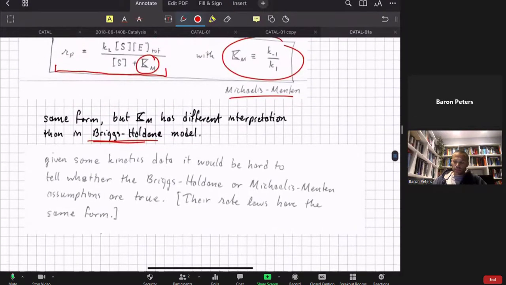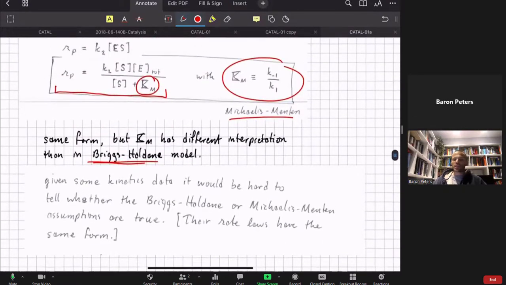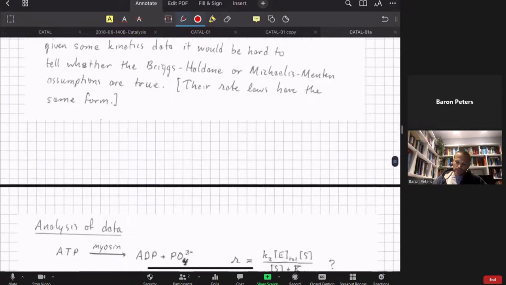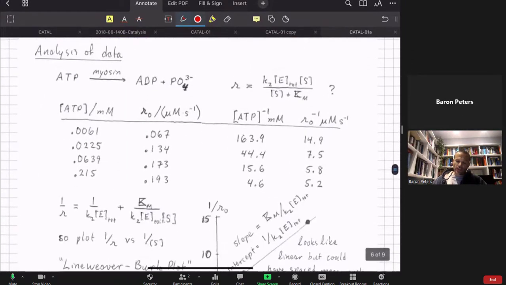Sometimes we can make progress towards distinguishing those things with labeling studies. There are also ab initio calculations, that is using quantum chemistry, to get some idea of whether one can be completely ruled out. So then the last thing that I wanted to show here is a Lineweaver-Burke plot.